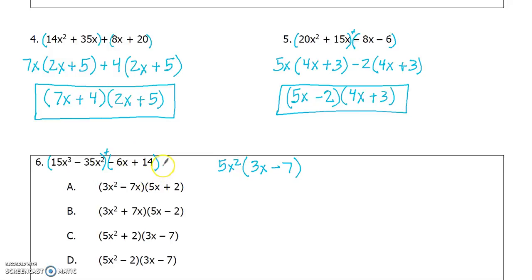In the next set, it looks like I can factor out a 2, and again, because the first one is a negative, we're going to factor out a negative 2.